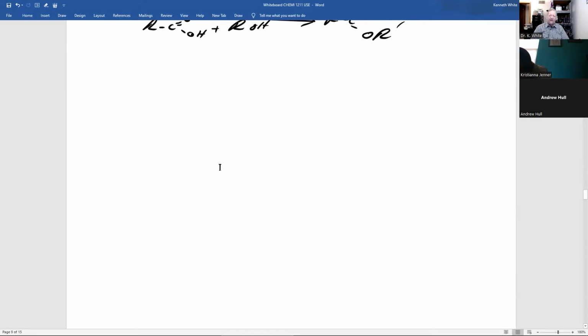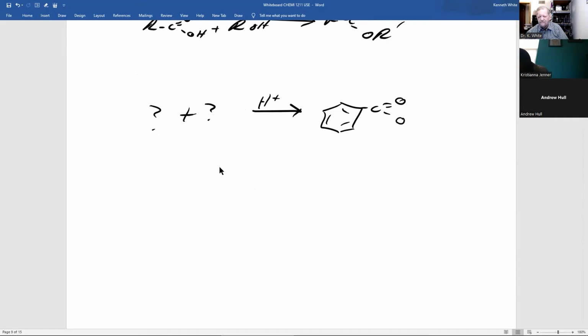All right, now on test 3, like test 2, I will have a couple synthesis problems. So let's look at the following. What would be the starting materials, otherwise known as the reactants, in this case two of them, that you react with acid to make that molecule? Your turn.